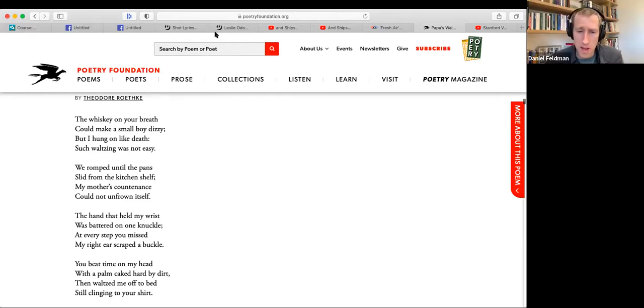By metonym, it is not necessarily metaphor. There might be another metaphor about the abuse, the one that we're talking around, but we'll mention it in a second. They're talking about the hand that holds the wrist at the beginning of stanza 3. Battered on one knuckle. So battered means it's hidden. But battery is a fancy way of saying abuse. Assault. My right ear scraped a buckle.